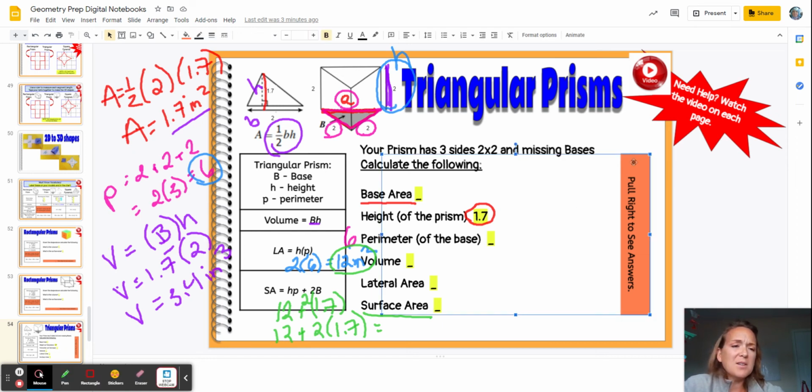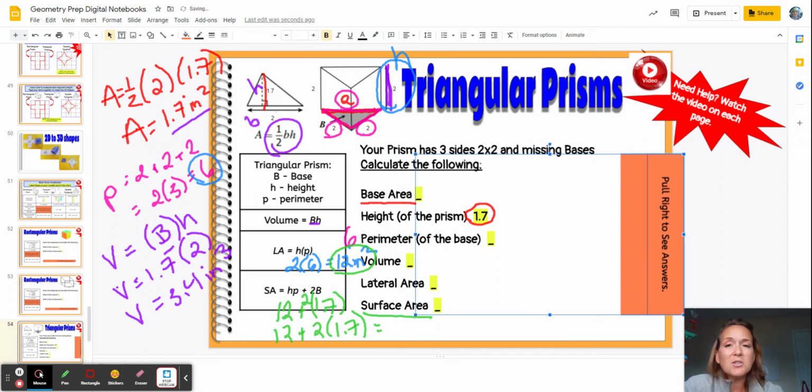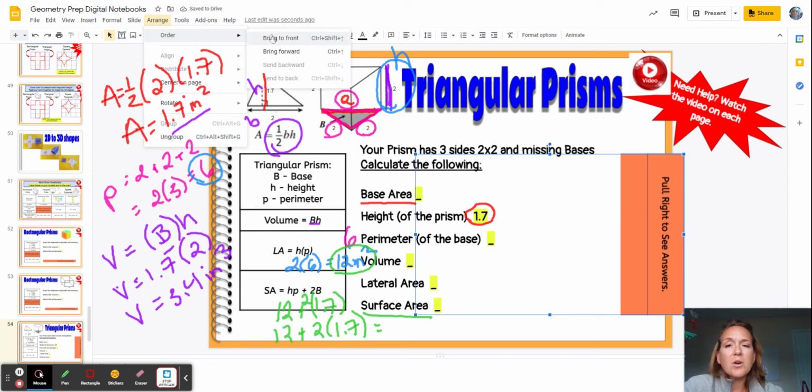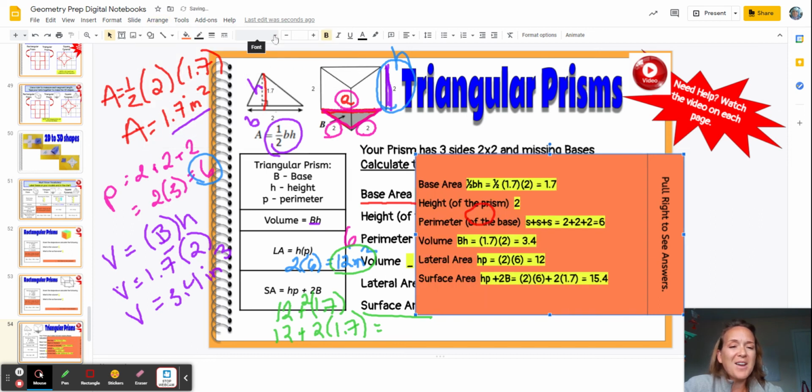Because this is going to pull all the way off the screen, you can pull it to the right to get your answers, or you can go up to arrange, click on order, and then just bring the whole thing to the front, and then let's check. So our base area is 1.7, and that's what we got. Our height of the prism is 2, height of the triangle was 1.7. Those two heights are different, and that's where it can get a little confusing.